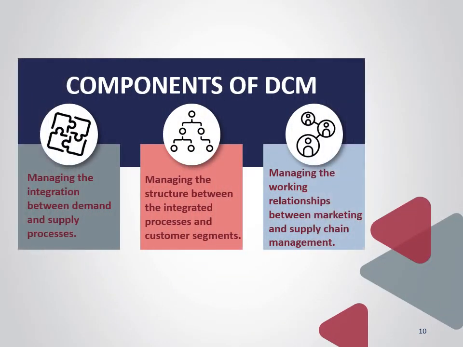Next, we have the components of DCM. Demand chain management involves managing the integration between demand and supply processes. Next, another component of DCM is that it manages the structure between integrated processes and the customer segments. And the last component is that it manages the working relationships between marketing and supply chain management.